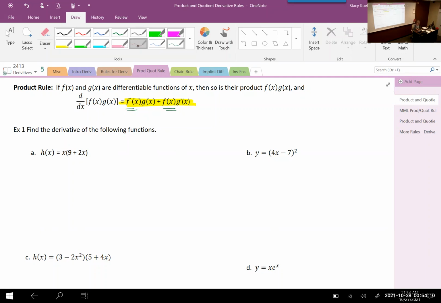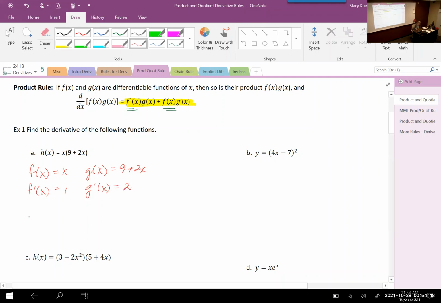So if I were looking at this, I would say, okay, I have f of x, which is equal to x. And I'm going to let g of x be equal to 9 plus 2x. So the derivative of f of x is equal to 1. The derivative of g would be equal to 2. Okay? So far, that's the same thing we were doing the other day.